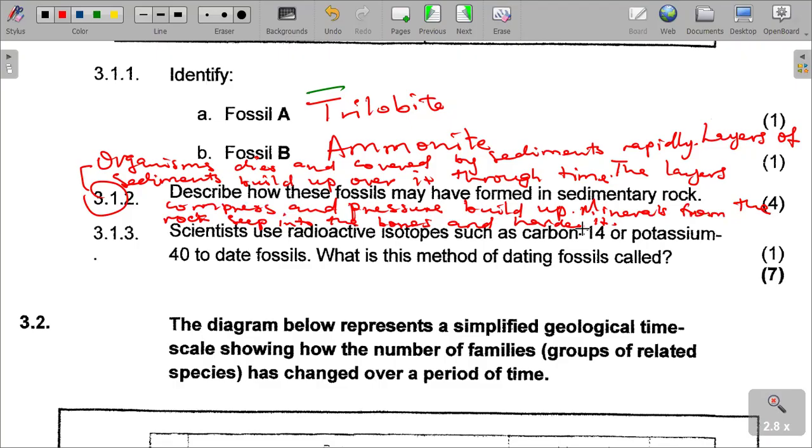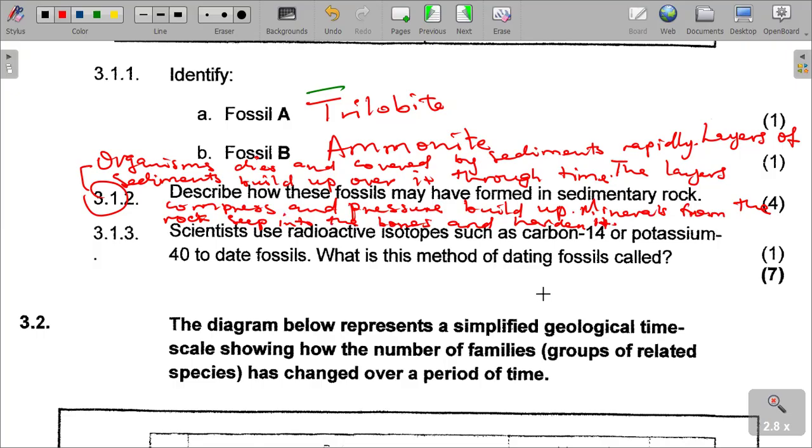That's what happens there. So organisms actually die and get covered by sediment that covers them rapidly. Layers of sediments build up over it through time. Then the layers compress and pressure builds up. Minerals from the rocks seep into the bones and harden it. That is how these fossils are formed. That's how the above fossils are formed, class.